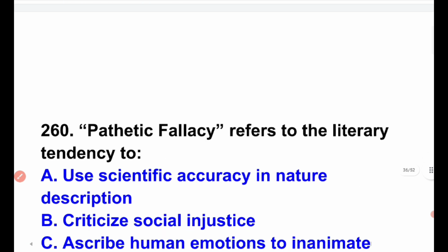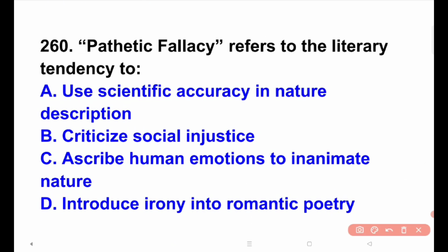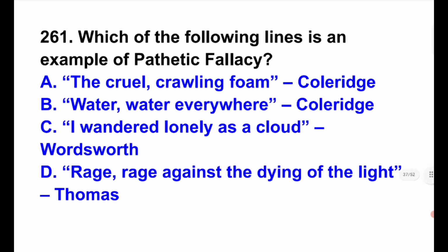Next, pathetic fallacy refers to the literary tendency to, option C, ascribe human emotions to inanimate nature, describing angry storms or whipping clouds. Next, which of the following lines is an example of pathetic fallacy? Option A, the cruel crawling foam, Coleridge. Attributing a human quality, cruel, to the foam is a classic pathetic fallacy.